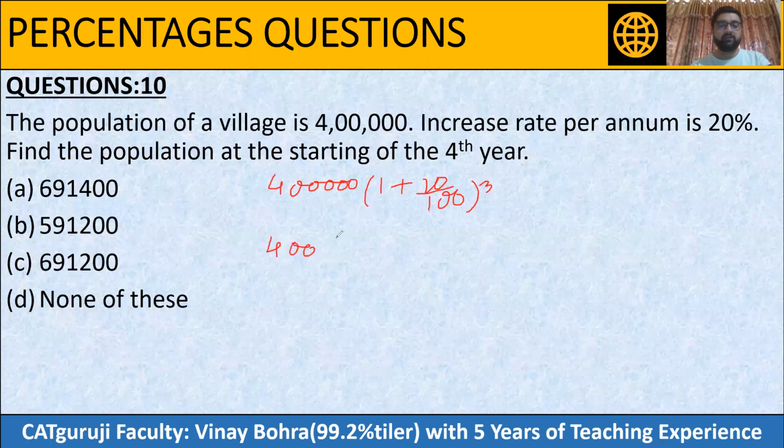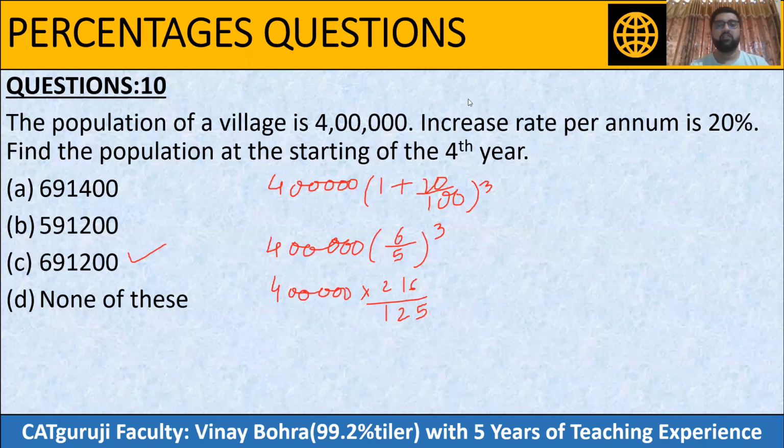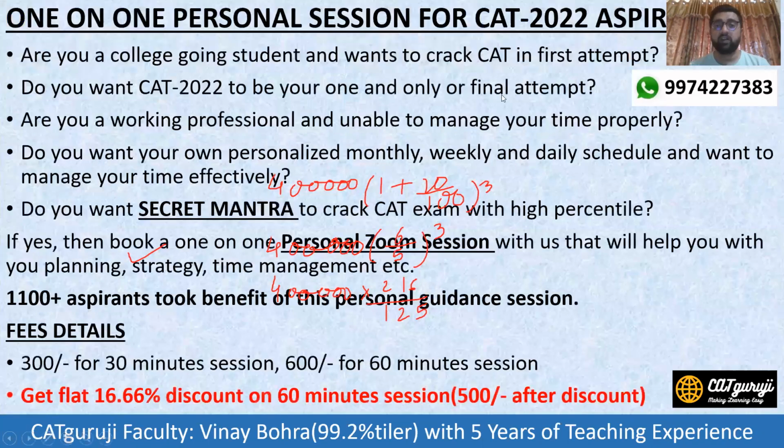So this is 4 lakh into 6 by 5 raised to 3. On simplifying this, we will get 4 lakh into 216 by 125. We'll do the division and multiplication. We'll get option C as the answer, 6,91,200. So these are the 10 questions that I solved on percentage.